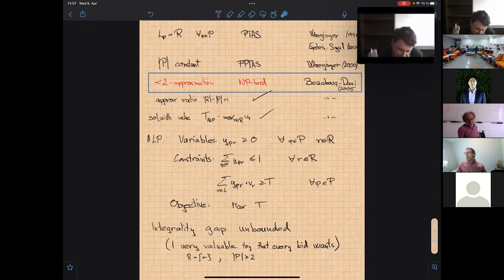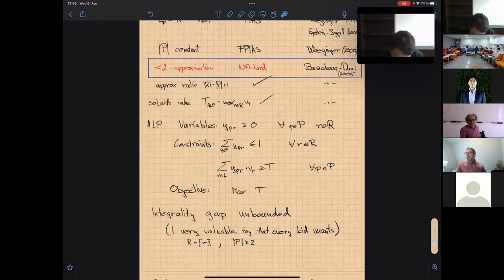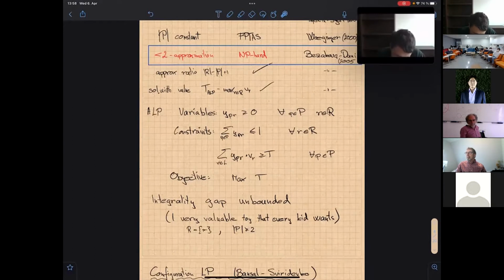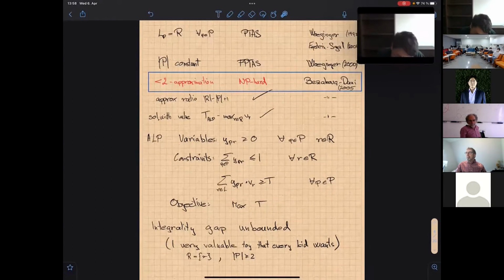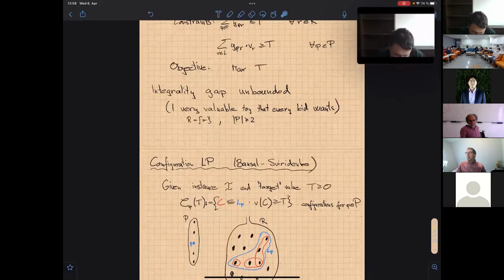if we just have one very valuable toy that every kid wants, and the number of kids is at least 2, then we can obviously give this toy to only one kid. So the optimum integrally will be 0, but fractionally we can divide equally between the kids. So this is not good.